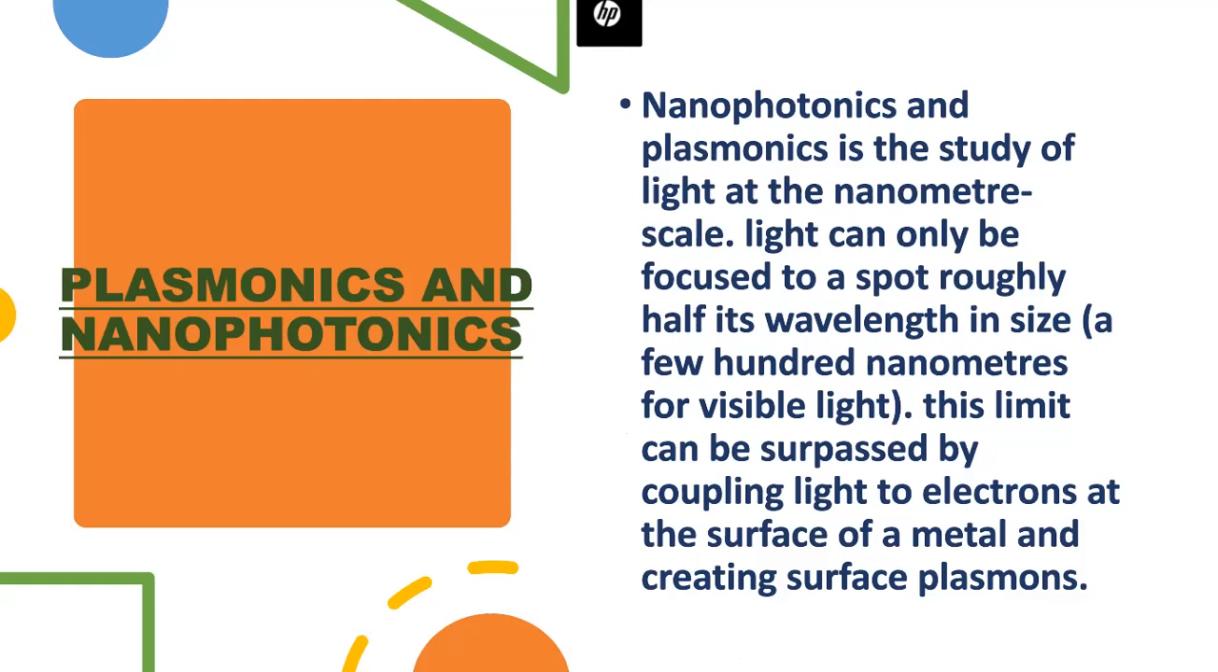Nanophotonics and plasmonics is the study of light at the nanometer scale. Light can only focus to a spot roughly half its wavelength in size, a few hundred nanometers for visible light. This limit can be surpassed by coupling light to electrons at the surface of a metal and creating surface plasmons.